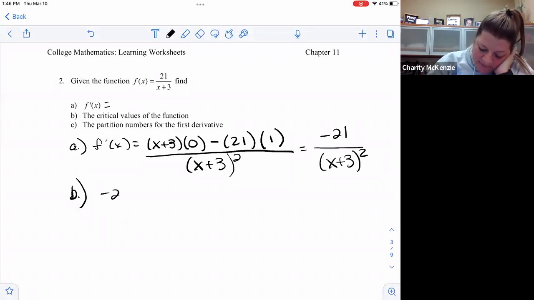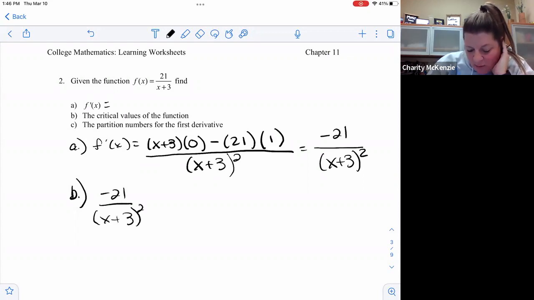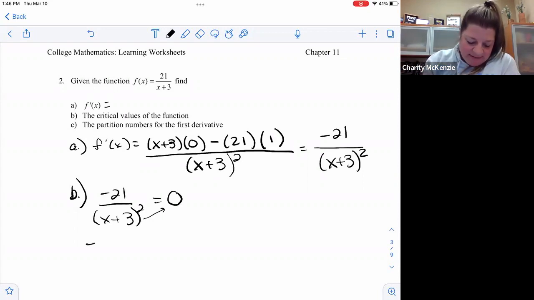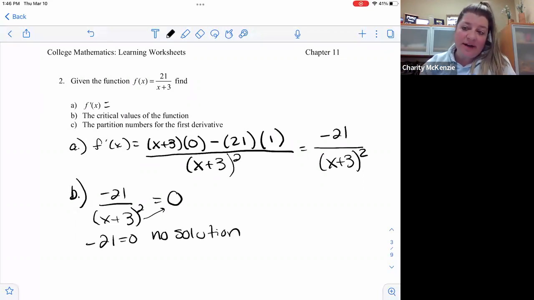So from here, that's our derivative, our critical values. The critical values are where negative 21 over x plus 3 squared equals 0. If I look at this for critical values, well, I can times this denominator up to the 0 and get 0. So really I have negative 21 equals 0. I can't have that. There's no solution. So what that means is there's no critical values.